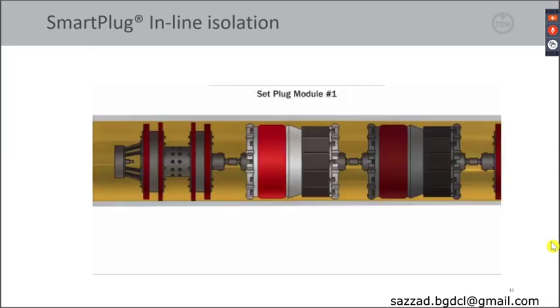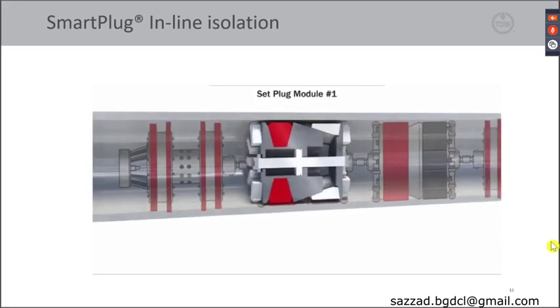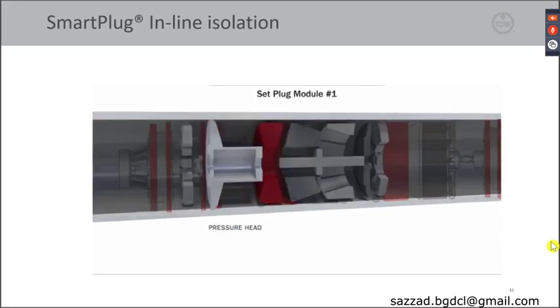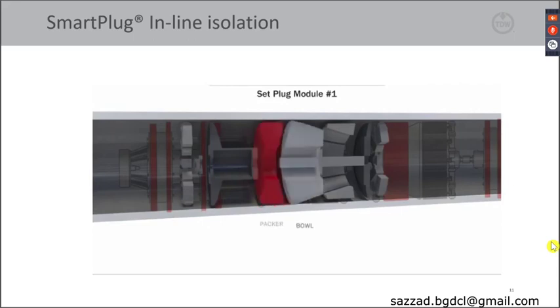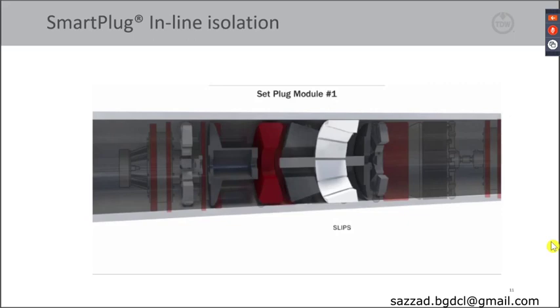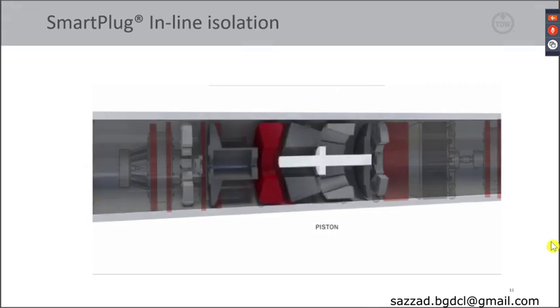The smart plug tool is remotely activated and uses internal hydraulics to engage the gripping elements and slips and the sealing elements, the packer, which is the red thing that you see on the animation here on the pipe wall.